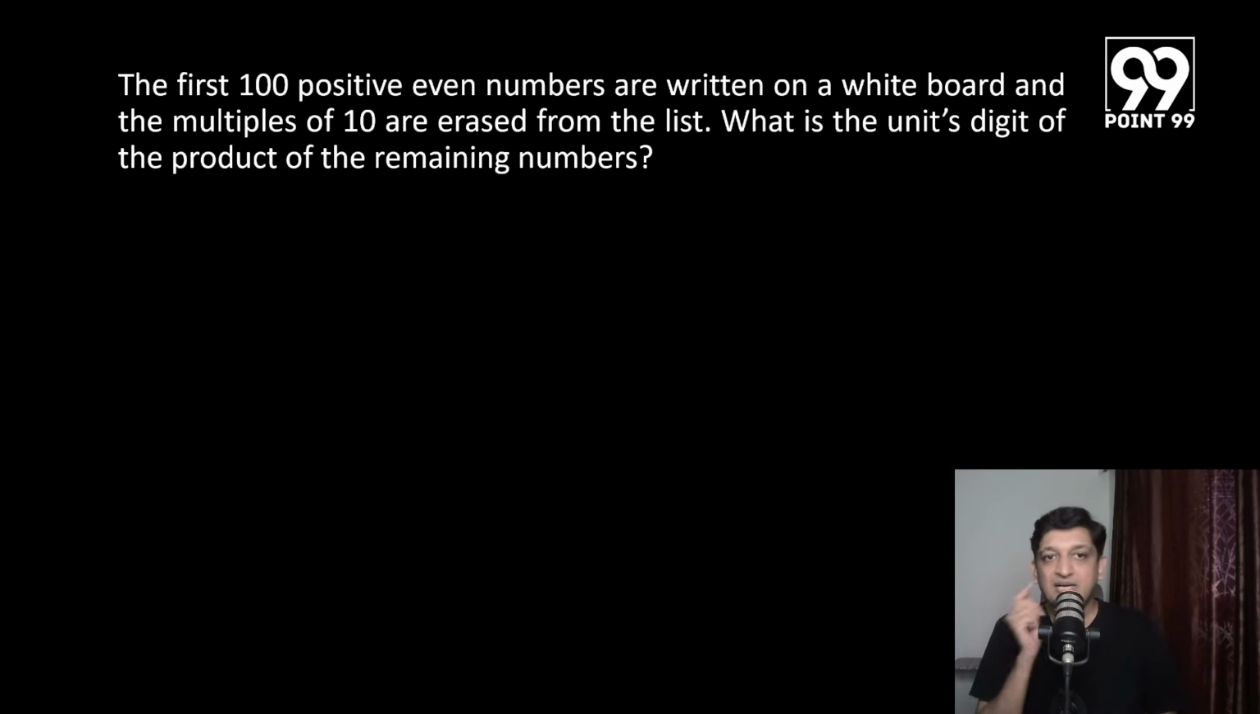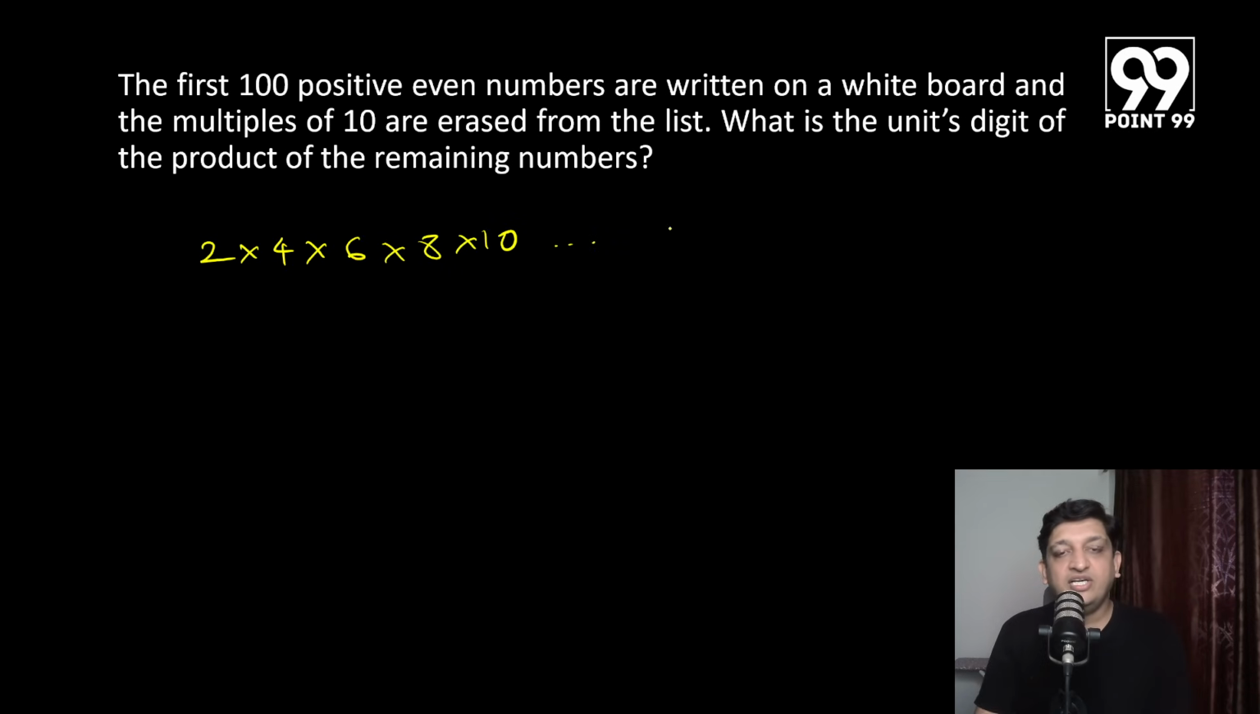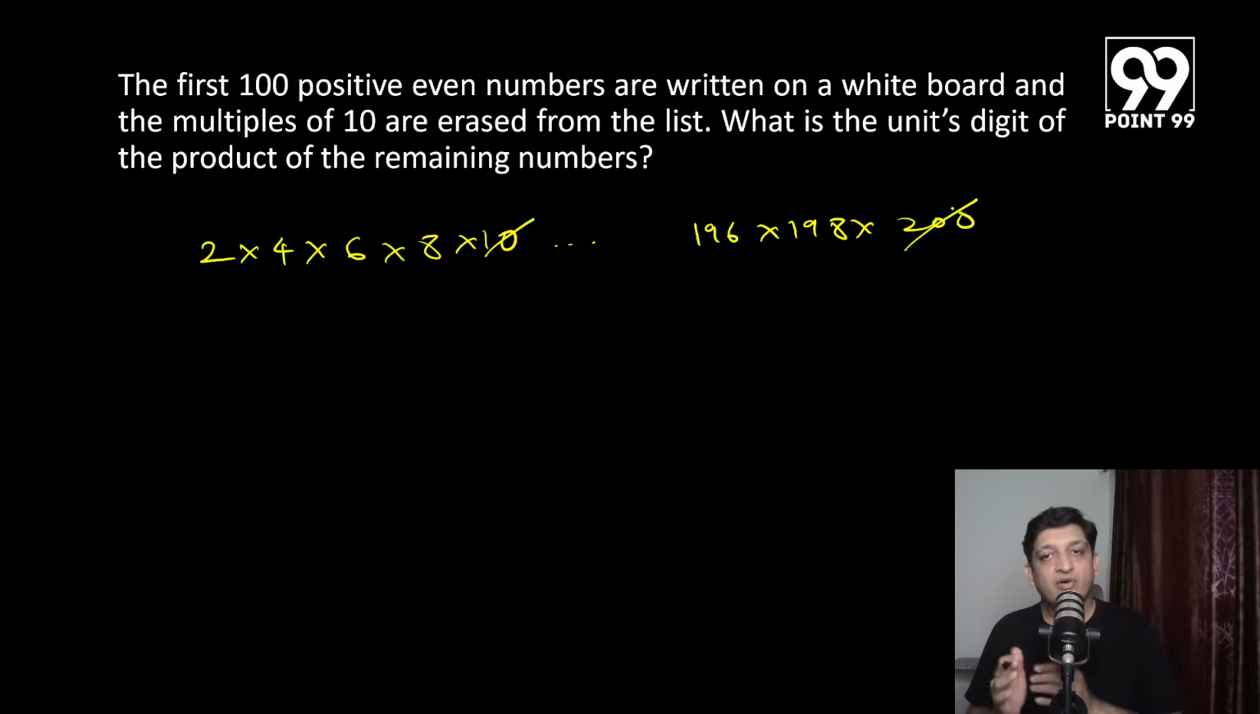The first 100 positive even numbers, which basically means you are writing 2 into 4 into 6 into 8 into 10 and so on till the time you are reaching 196 into 198 into 200. And all multiples of 10 are erased. So 10, 20, 30, 40 till 200 are erased. What is the units digit?